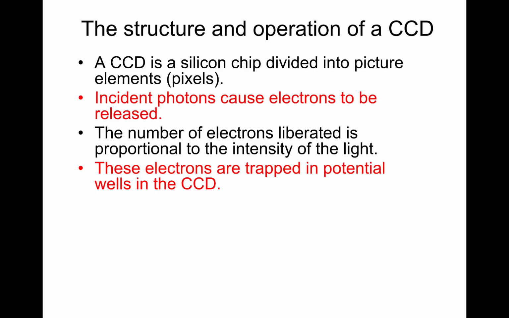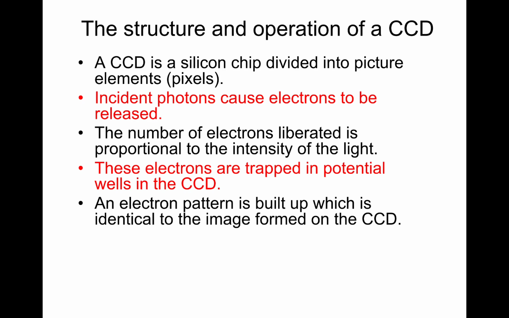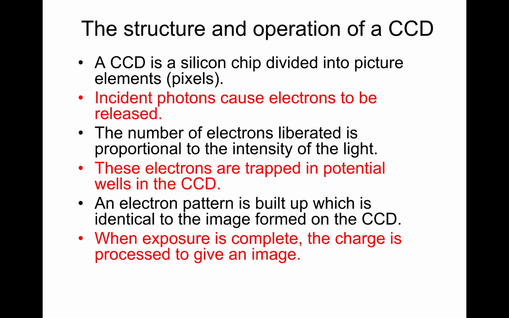So what happens is these electrons are trapped in potential wells in the CCD. An electron pattern is built up, which is identical to the image formed on the CCD. And then when exposure is complete, the charge is processed to give an image.